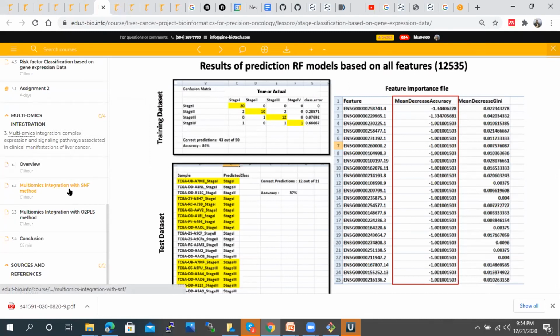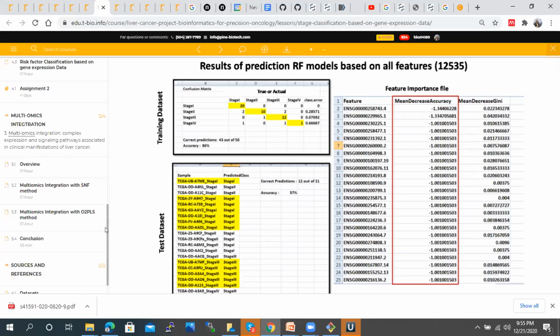Here you will find methods. One is the SNF method, which is a neural network based method. The next is the O2PLS method. You will learn how we can integrate multi-omics data, all those approaches, and exactly how we can derive biological meaning from multi-omics data. You will understand all these concepts under multi-omics data integration.